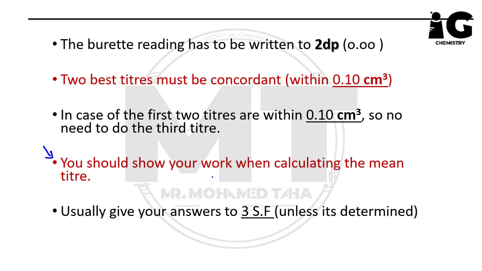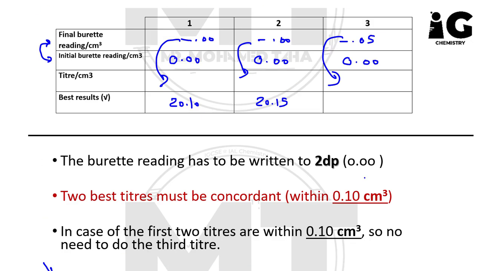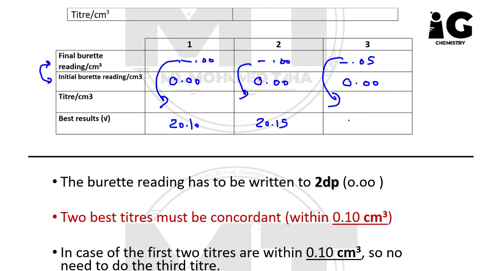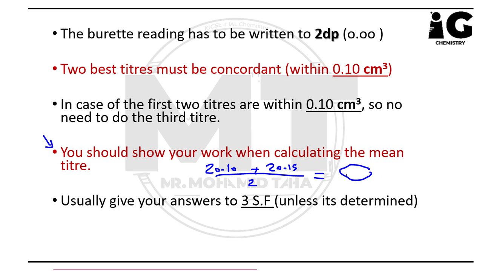So how can you show your work here? You need to say 20.10 plus 20.15 divided by 2, and then calculate to get the mean titer. Or sometimes you can also continue with the third experiment, let's say for example 20.20. Take care the overall range in these 3 trials is 0.20. So now you could also add the third one, by saying 20.10 plus 20.15 plus 20.20, everything divided by 3, so again you get the mean titer.